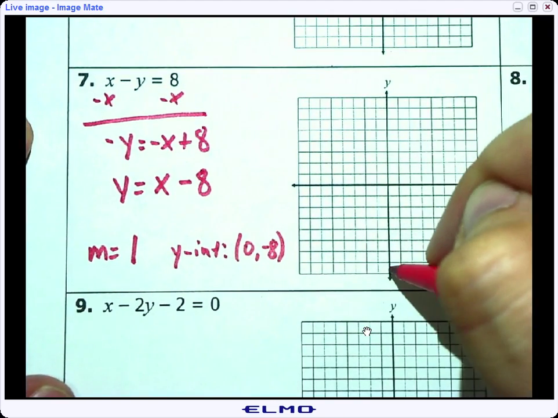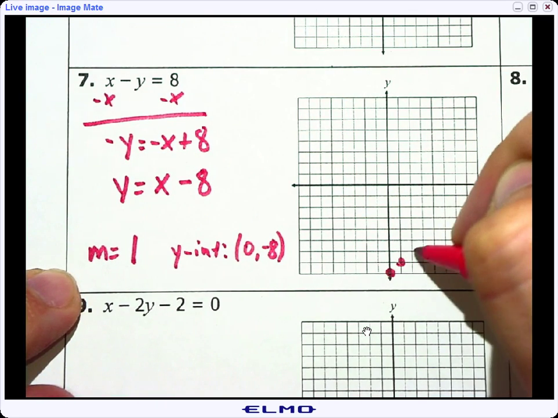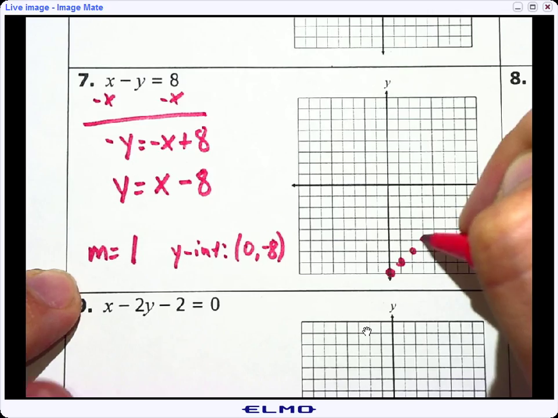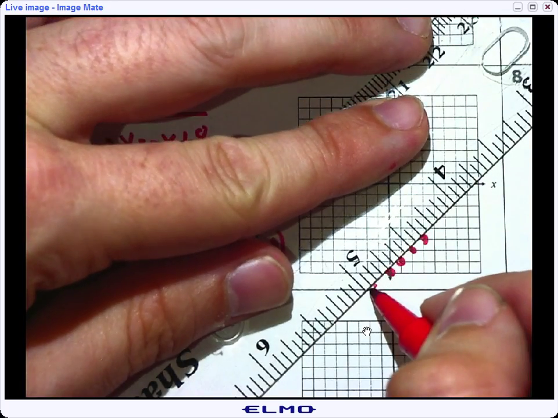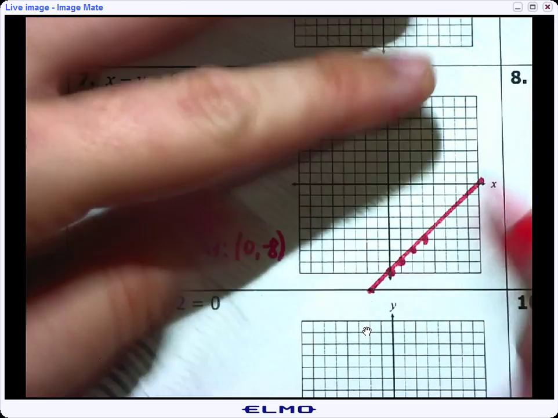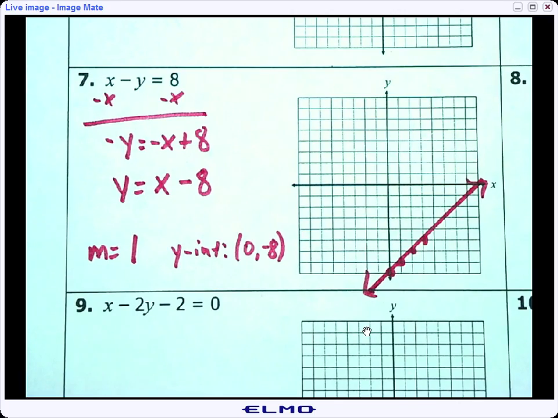So we start on -8, and from there up 1 over 1, up 1 over 1, up 1 over 1, so on and so forth. Connect the dots. You have your graph.